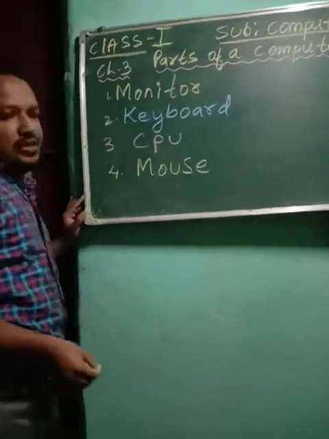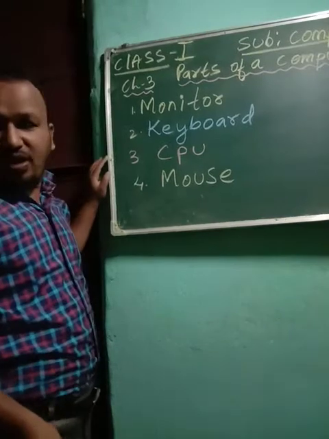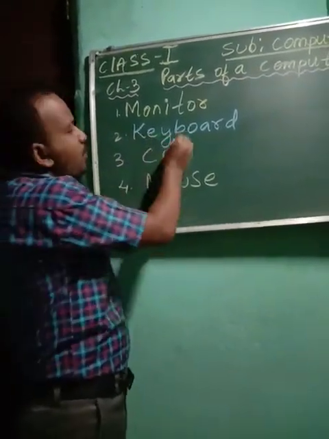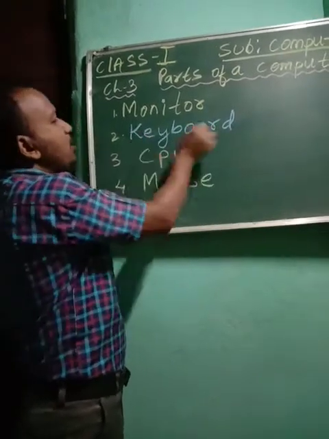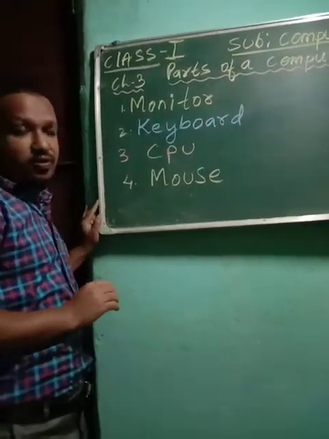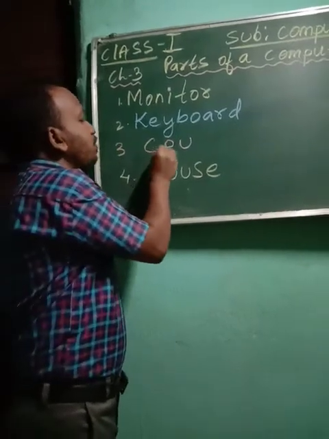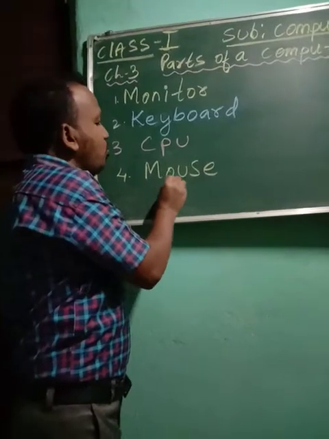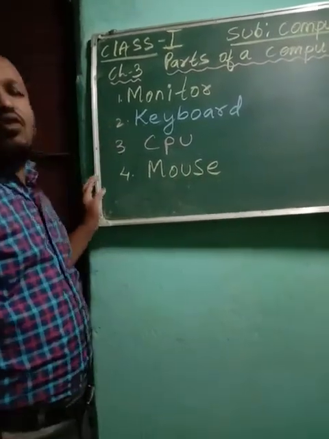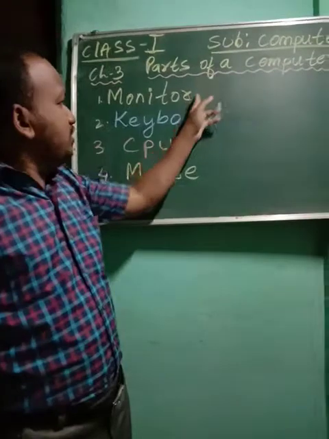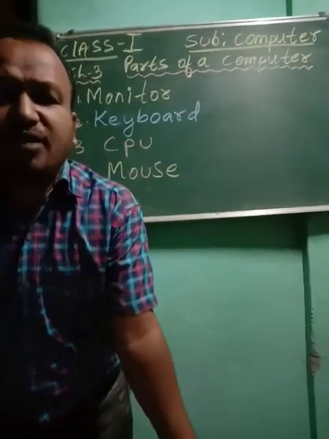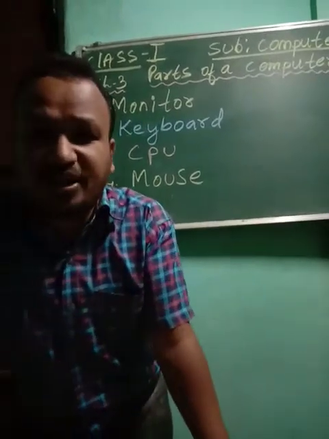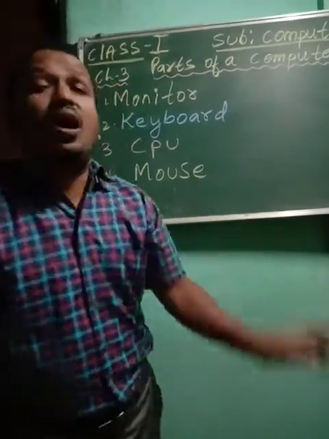MONITOR, monitor. This is one part of a computer, monitor. Next is KEY, key, BOARD, board, keyboard. This is your second part of your computer. Next, CPU, this is your third part of a computer. Next is MOUSE, mouse. This is your fourth part of a computer. These all are very important parts of a computer. Now you see this mouse. Don't think of the mouse in your home running here and there. No, this is your computer mouse.